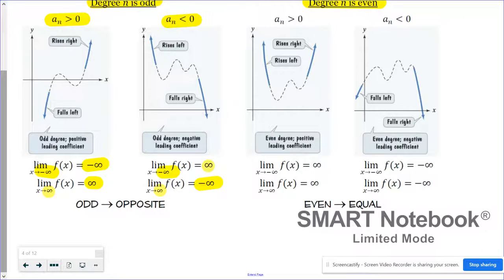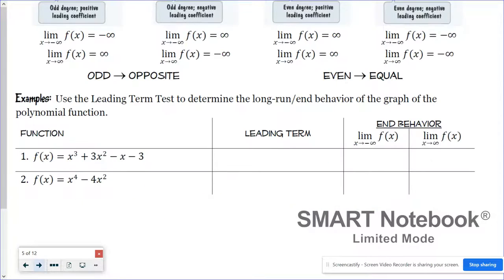Even degree polynomials, you noted, have even end behavior. If it's even and positive, it's going to be positive infinity for both ends. If it's even and negative, it's going to be negative infinity on both ends. So it all comes down to the leading term. The term that has the biggest exponent dominates the function and determines the end behavior.